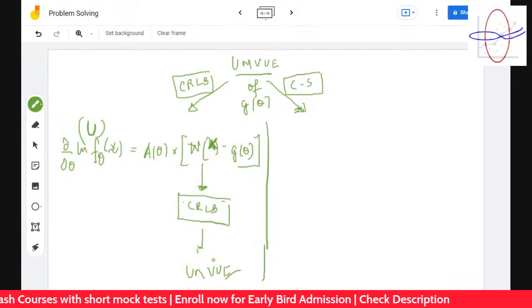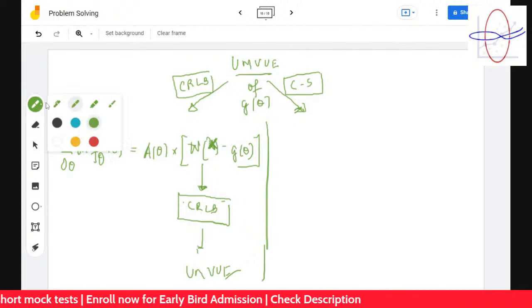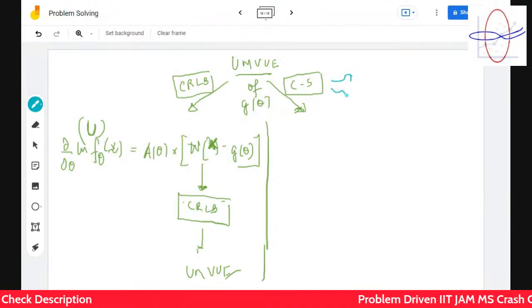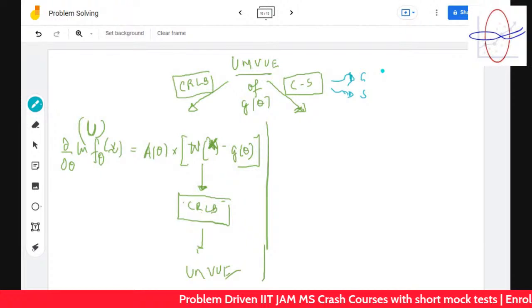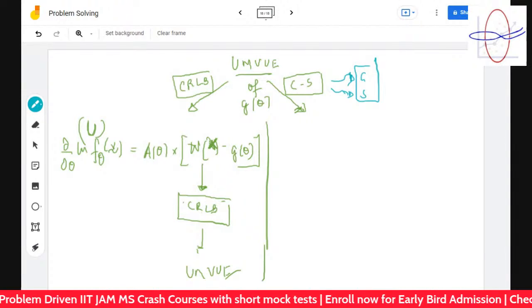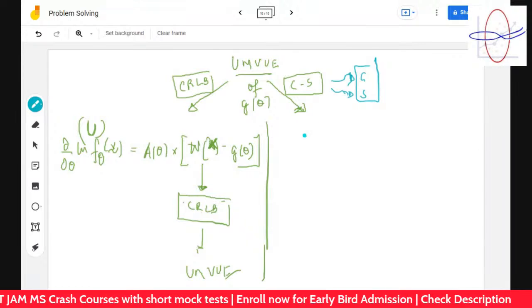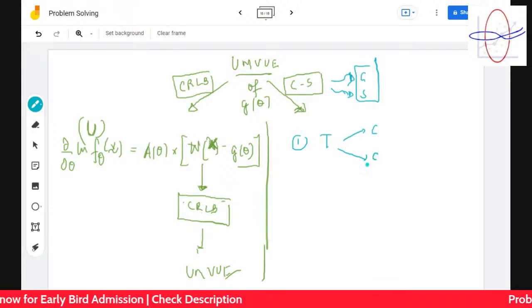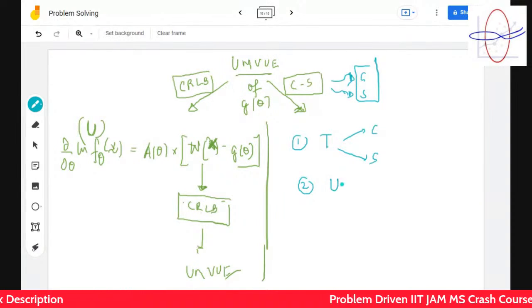This is the result I was speaking of. Another way is using a complete sufficient statistic. It's easier because in many cases you can easily find the complete sufficient statistic, with the exponential family and steps like that. So how do you find it? Number one, you find a T that is complete and sufficient. Second, you find the unbiased estimator.